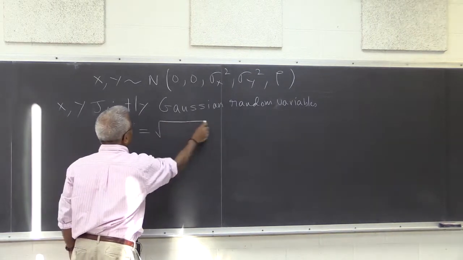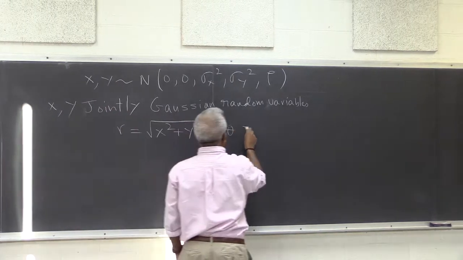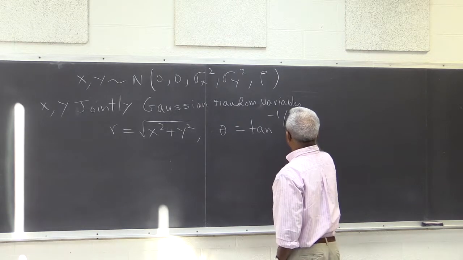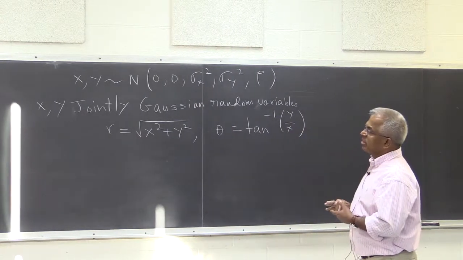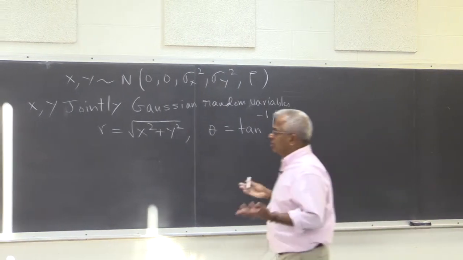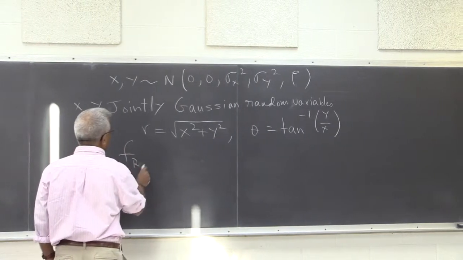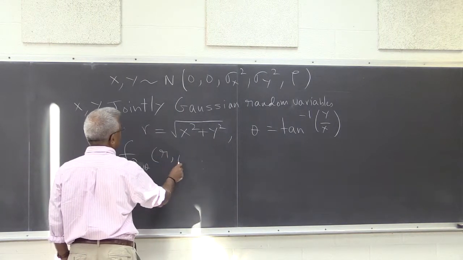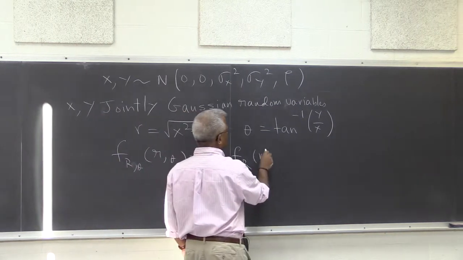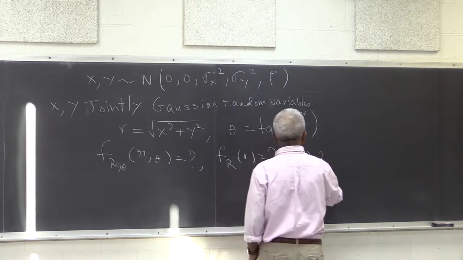We are going to define R to be the square root of x squared plus y squared, and theta is tan inverse of, let's say, y over x. So this is a classic problem. We want the joint density function of these two random variables. So the question is, what is the PDF of R and joint PDF of R and theta, and also the marginal PDFs. What is the PDF of R and what is the PDF of theta, etc.